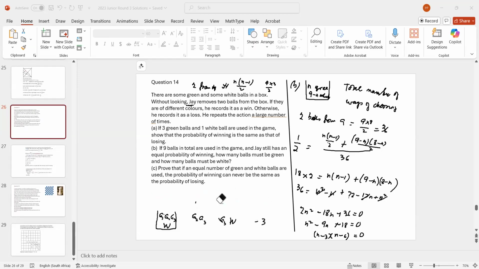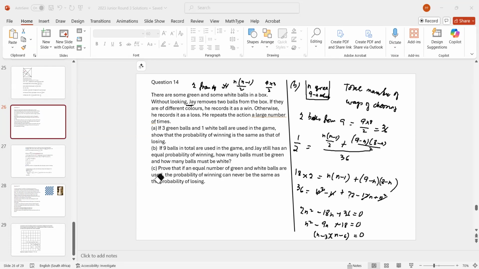So the number of green balls is either 3 or 6. So it asks you, how many balls must be green and how many must be white? So the answer is, the number of green balls is either 3 or 6, right? And of course, in that case, the number of white balls will be 6 or 3. So that's the answer to that question.